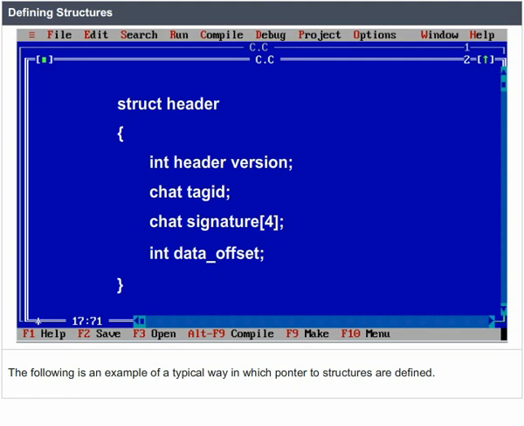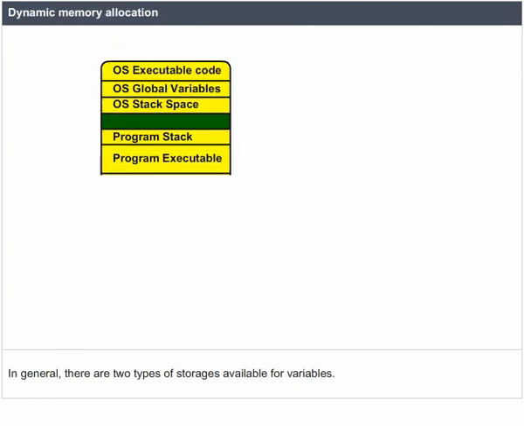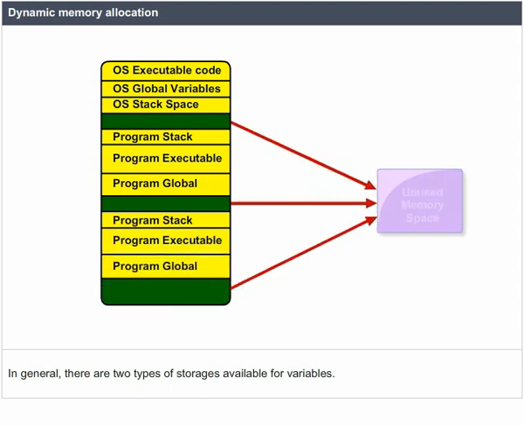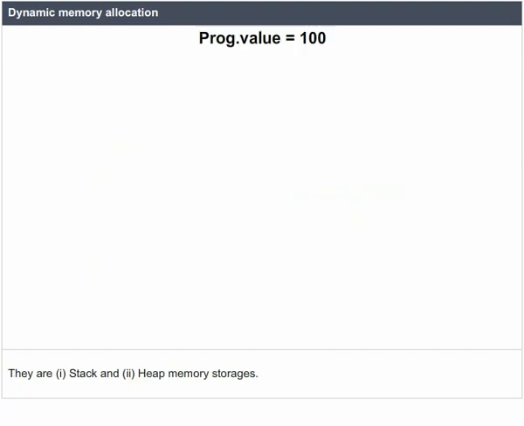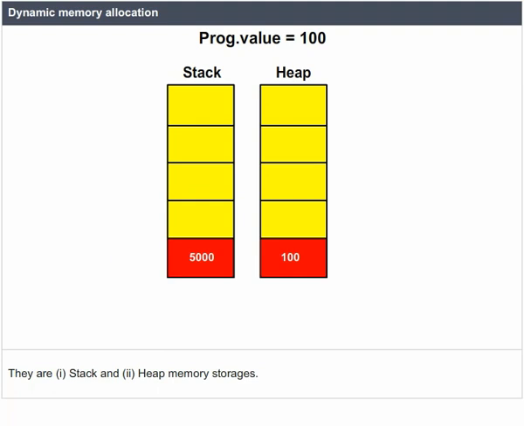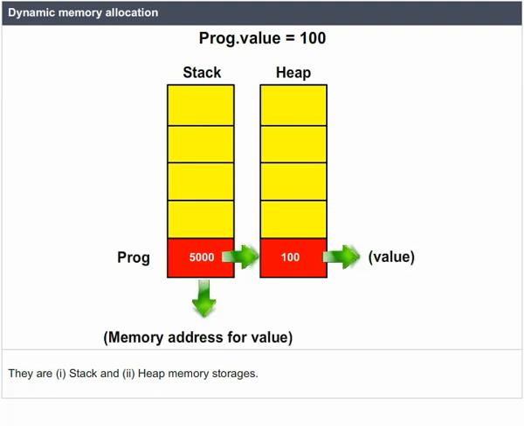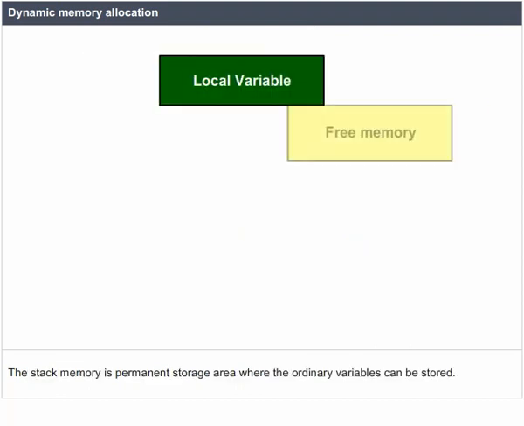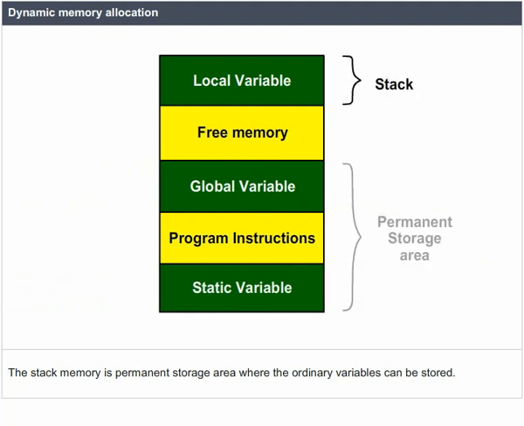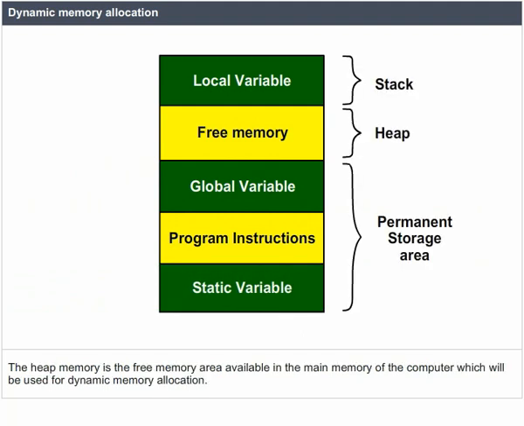Dynamic memory allocation. In general, there are two types of storage available for variables: stack and heap memory storages. The stack memory is a permanent storage area where the ordinary variables can be stored. The heap memory is the free memory area available in the main memory of the computer, which will be used for dynamic memory allocation.